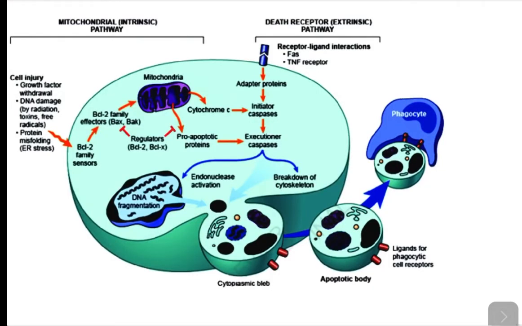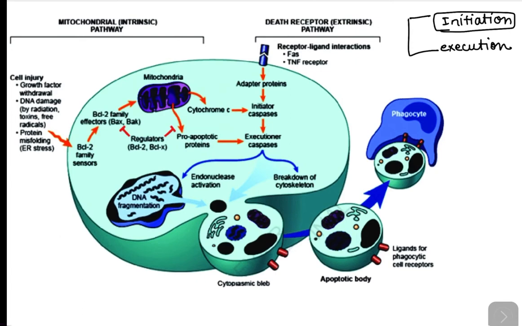Now coming to the mechanism underlying apoptosis. Apoptosis results from the activation of enzymes called caspases. There are two phases in apoptosis: the first phase is the initiation phase and the second is the execution phase. Some caspases get activated in the initiation phase, and these activated caspases will further trigger the terminal caspases, which will lead to cellular fragmentation.